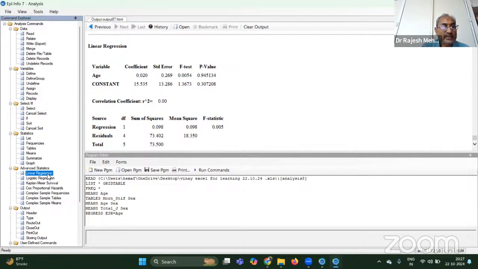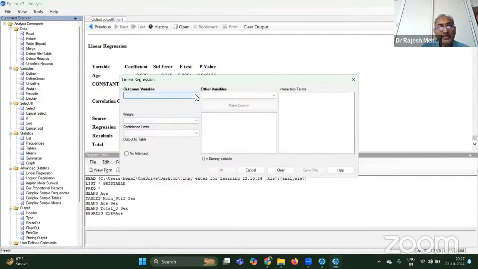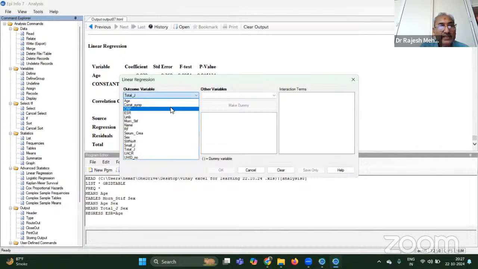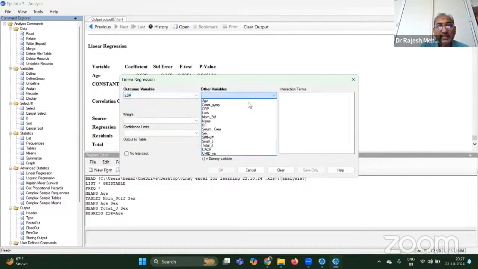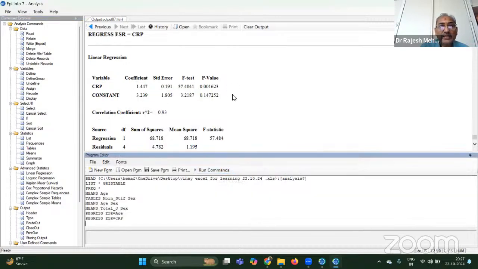So linear regression you can use between various things. You can say the total joint, or instead of that, let's say the C-reactive protein versus the ESR. And here is 0.93. So they are very much correlated. If ESR is increasing, the C-reactive protein is also increasing. They are very much correlated with each other. This is how it can be seen.